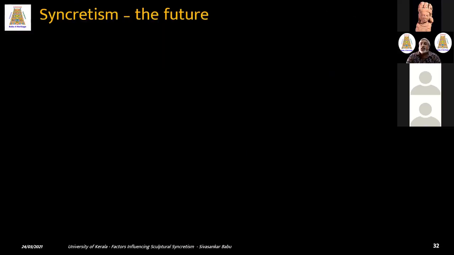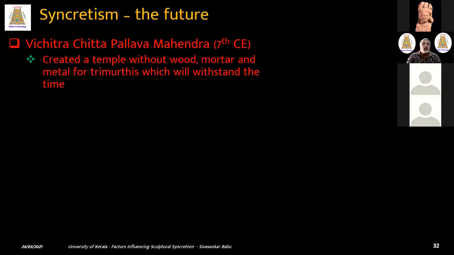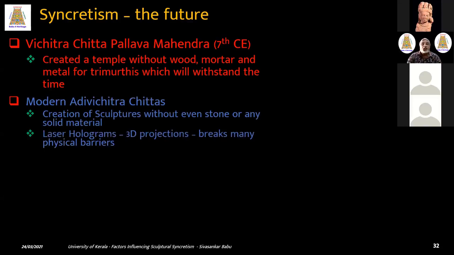The interesting thing is that Vichitra Chitta, Mahendra Pallava, in the 7th century, created a cave temple for the Trimurti, and he proudly proclaimed that he had created a temple without wood, mortar and metal for the Trimurti, which will withstand time. It is withstanding, and the cave temples and structural temples in stone created 1,000 years ago are still standing. Now our guys have taken a step forward, modern Adivichitra Chitras.